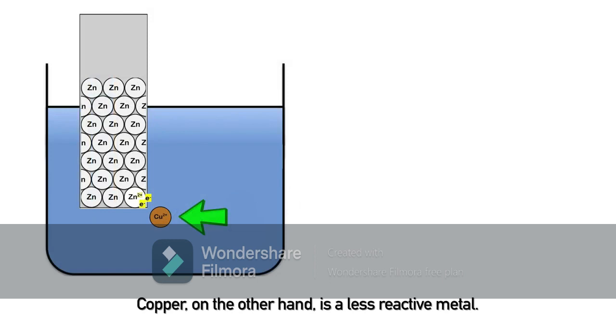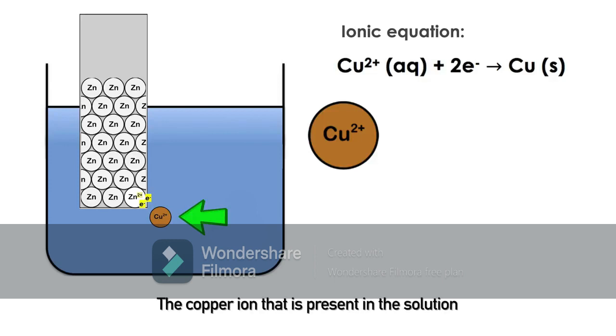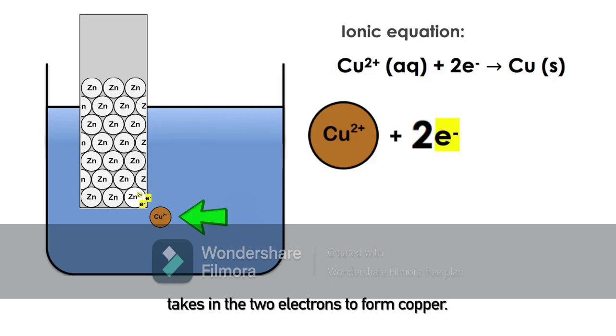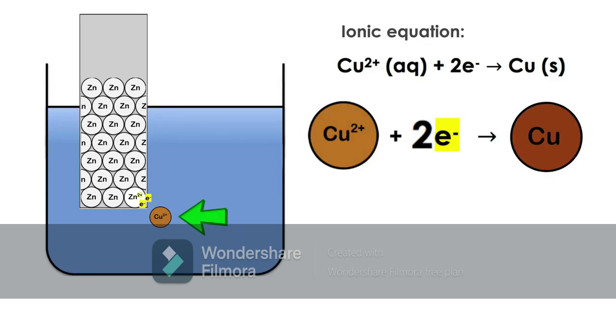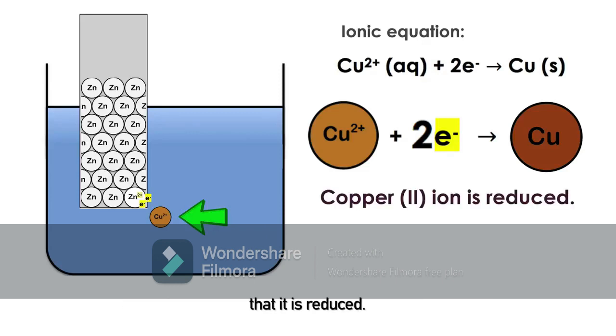Copper, on the other hand, is a less reactive metal. Thus, it prefers to remain as an atom instead. This can be represented using the ionic equation as shown. The copper ion that is present in the solution takes in the 2 electrons to form copper. Since the copper ion gained 2 electrons, we can say that it is reduced.